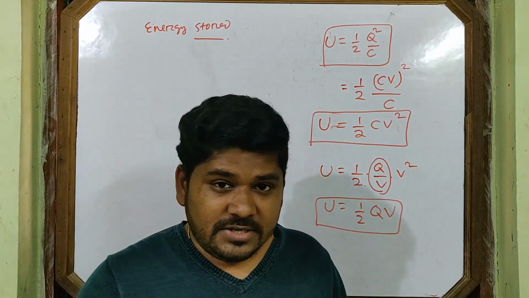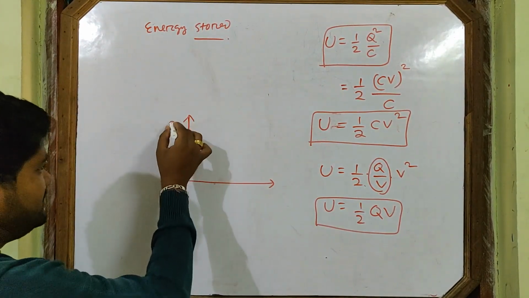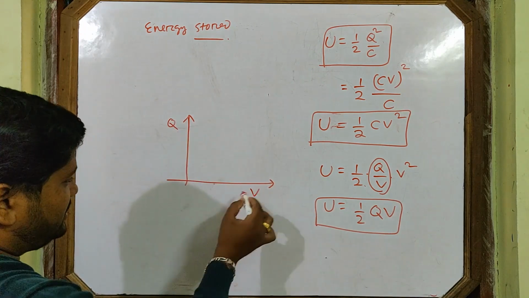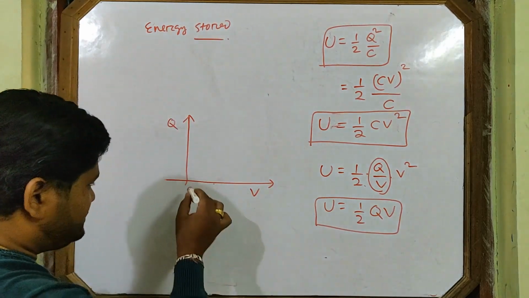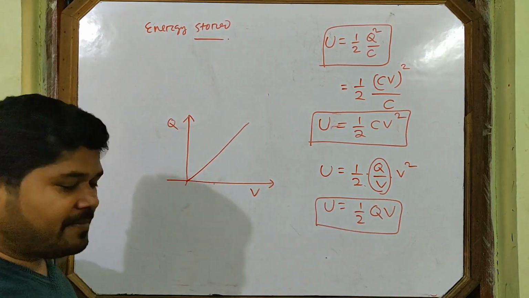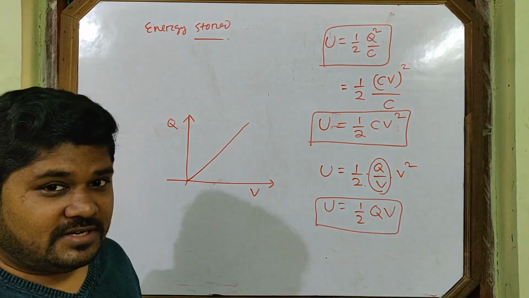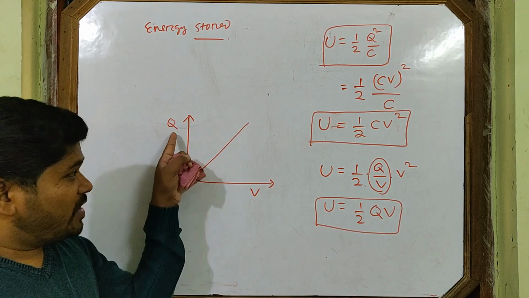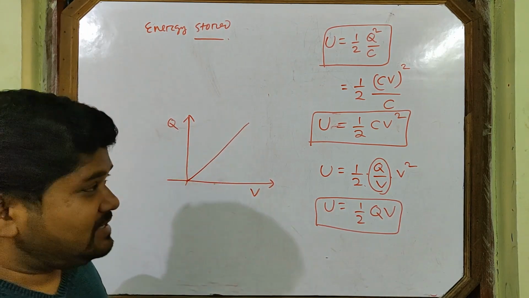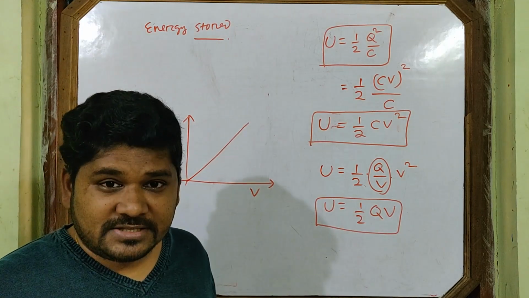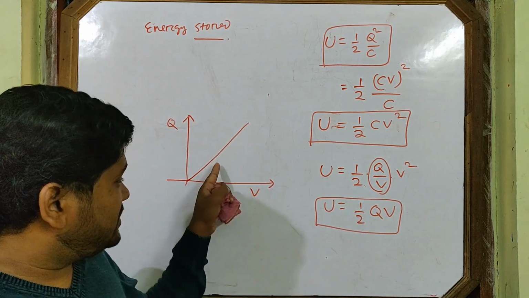You understand? Let's see one thing. If I draw the QV graph, suppose here I will take Q, here I will take V. How was the graph? I have told you in the previous video, the graph is a straight line starting from origin, because both are directly proportional to each other. The slope of the graph, while finding slope always do y by x, Q by V is capacitance. So slope of the graph provides you capacitance.